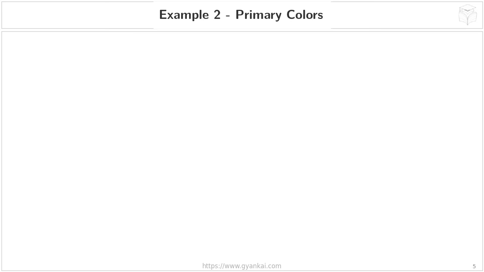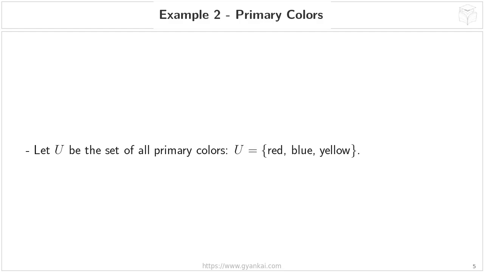Example 2, primary colors. Let's move on to another example to solidify our understanding of universal sets and subsets. Now, on this slide, we're going to consider colors. Let's define our universal set, which we'll denote as U, to be the set of all primary colors. So, U equals the set containing red, blue, and yellow. Remember, the universal set contains everything we're interested in discussing within this particular problem.